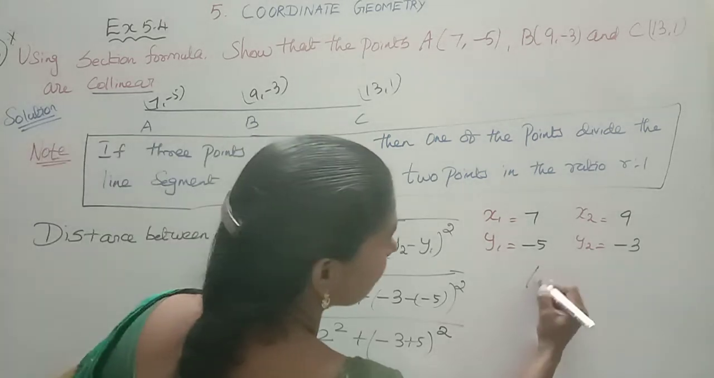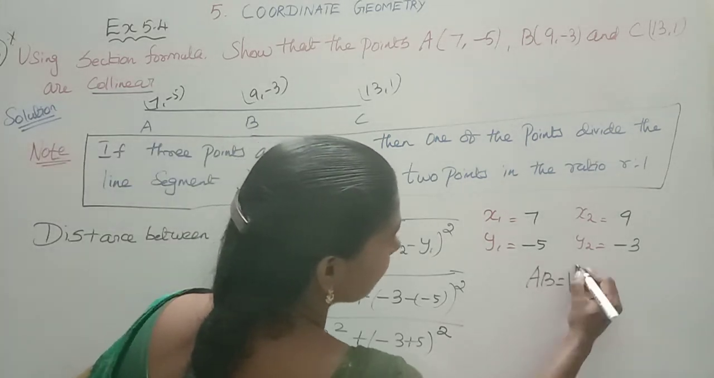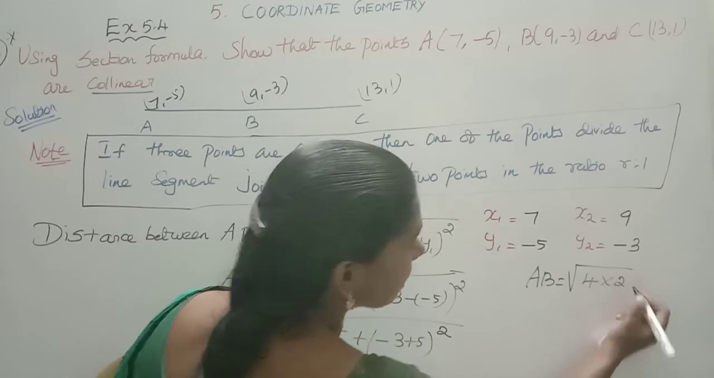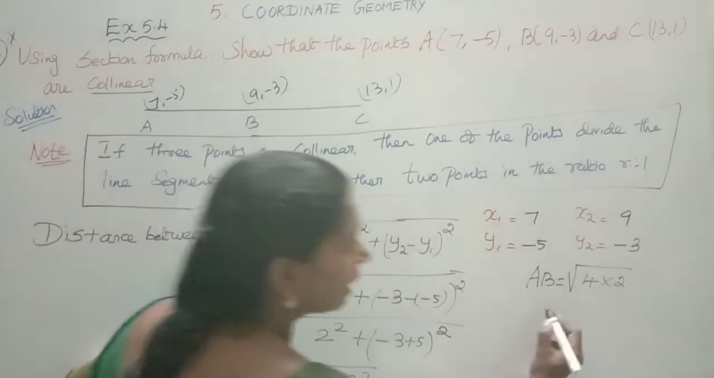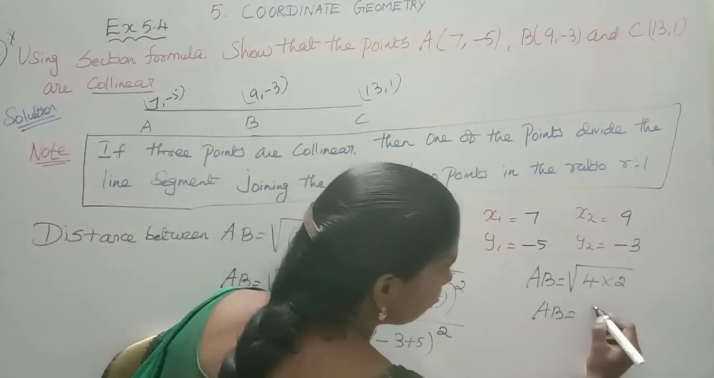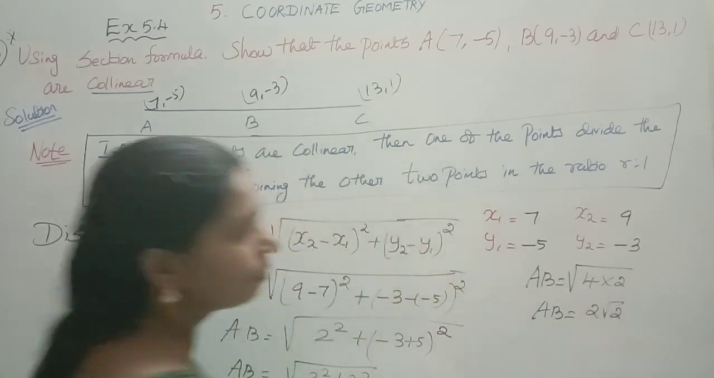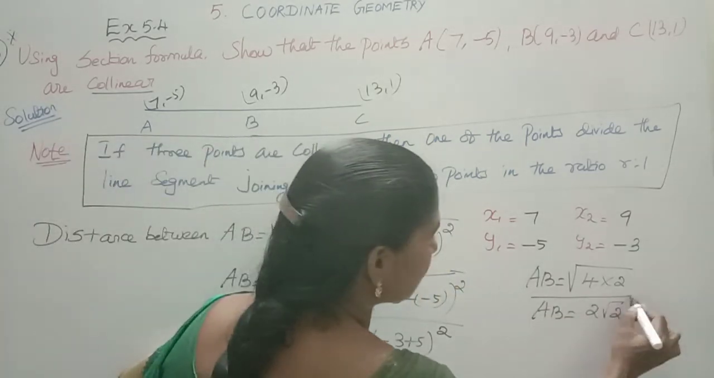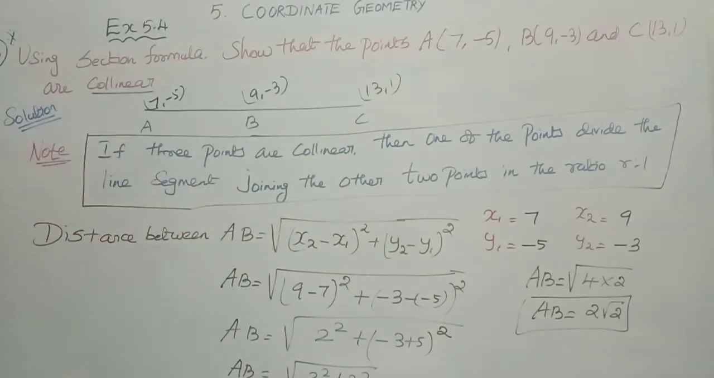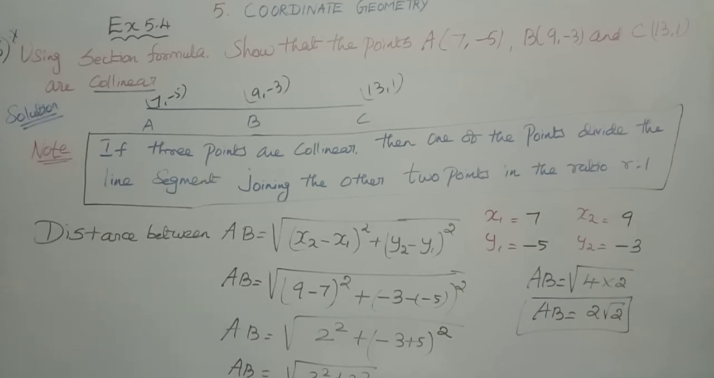So root 8 can be written as 4 2s are 8. So here we are getting AB equal to 2 root 2. What is the square root of 4? 2 root 2. I am getting the length as what? 2 root 2. The length of AB is 2 root 2. Then now I am going to find the distance between BC.